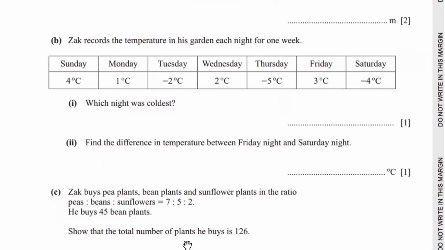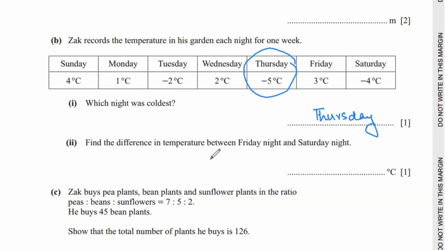Then part B says Zach records the temperature in his garden each night for 1 week. Which night was the coldest? Obviously, the lowest temperature, which means the highest negative value, is the coldest, which is -5. So that's Thursday.